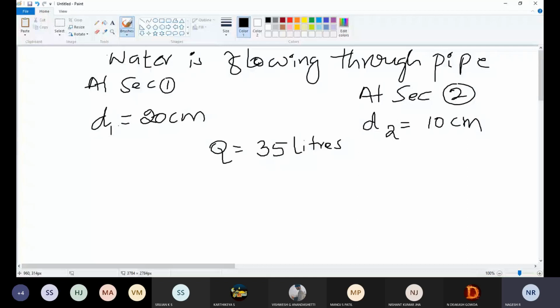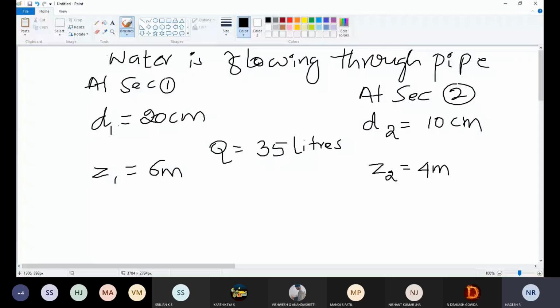Okay, so next, section 1 is 6 meter above datum line. That is Z1. If the word datum comes, we should consider that value as Z1. At section number 1, section 1 is 6 meter above datum line. And section number 2 is 4 meter above datum line.